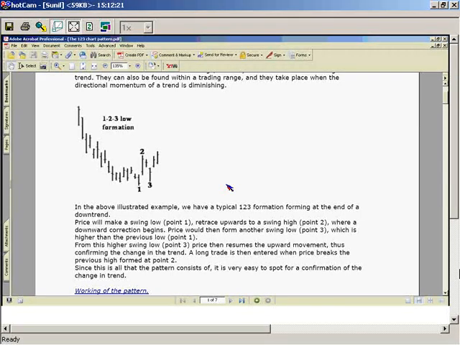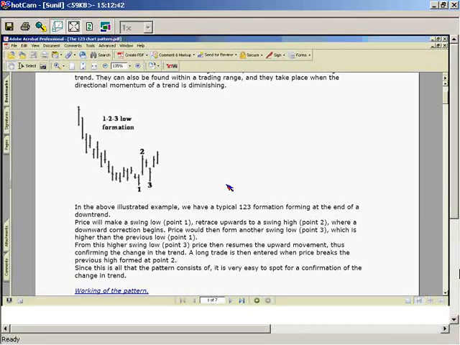All right, folks, 1, 2, 3 formation. Nice. Go right ahead and trade it. But what do you do with it? When you come across one, how do you trade it? That becomes more important. As I've said, if you cannot implement this knowledge onto the live markets, there's no point in studying it. There's no point in wasting your time.